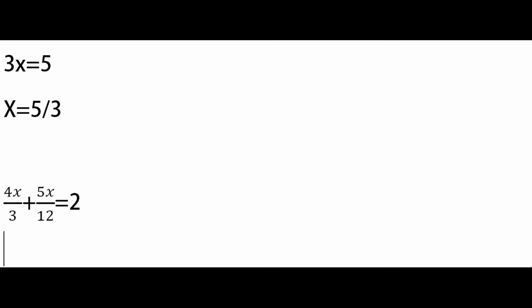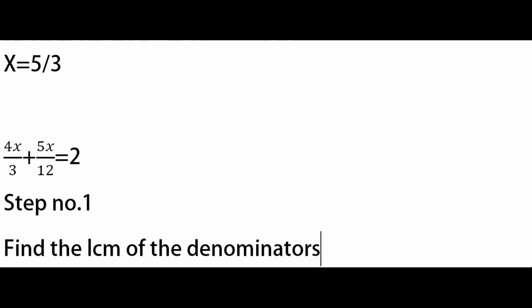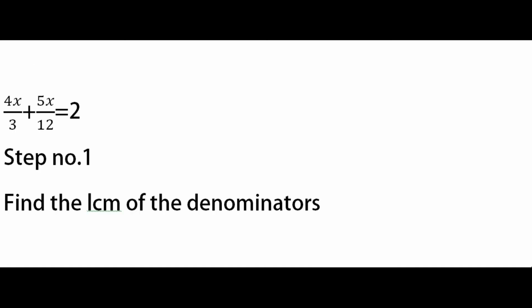Now in order to proceed with this sum, my first step, step number 1, is to find the LCM of the denominators. Here the denominators are 3 and 12. The LCM of 3 and 12 is 12.